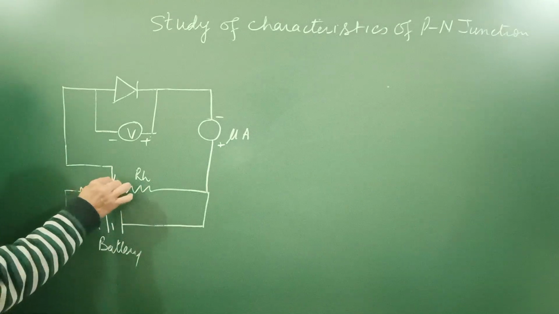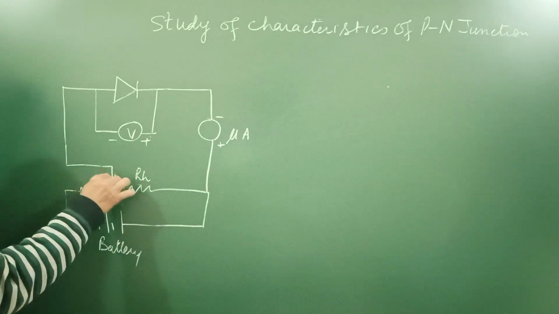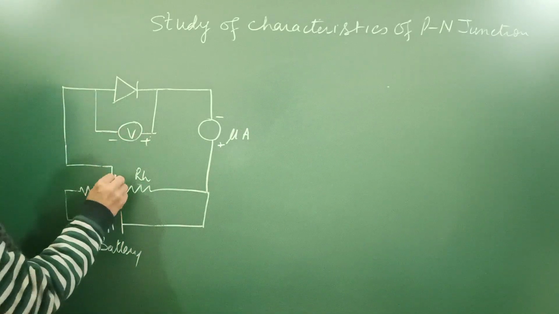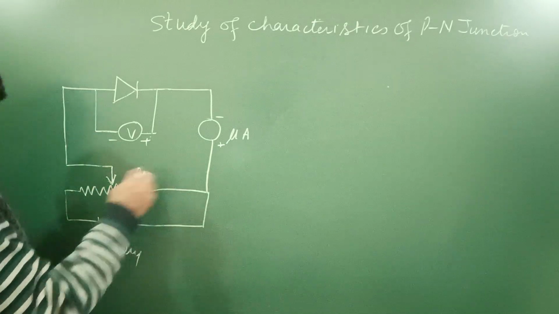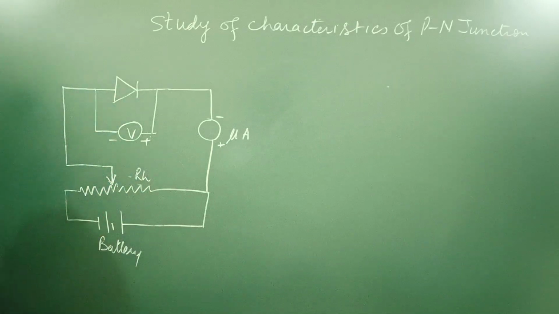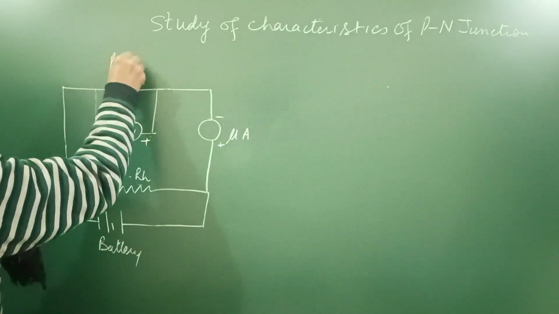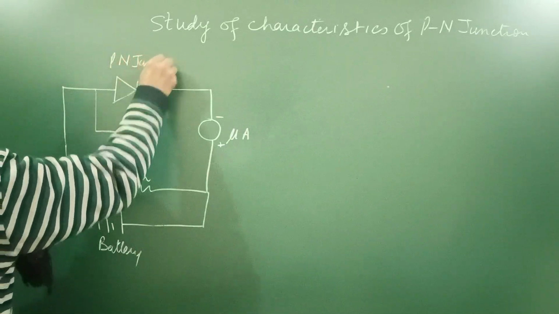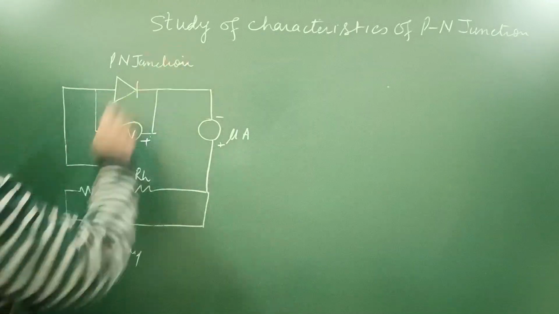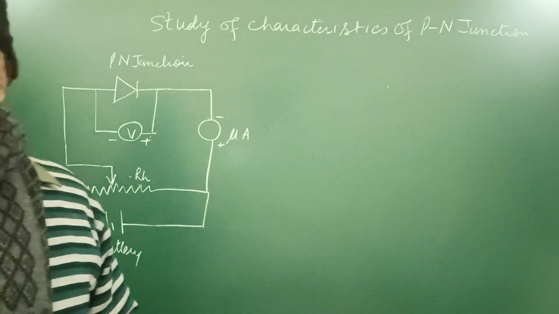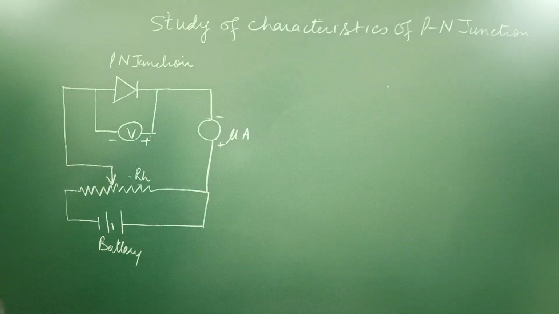If I move this, actually you have seen rheostat in lab, we can move this. If I take this side, potential difference decreases. If I take this way, it increases. This is PN junction here. This is a circuit diagram used to study reverse bias characteristics.